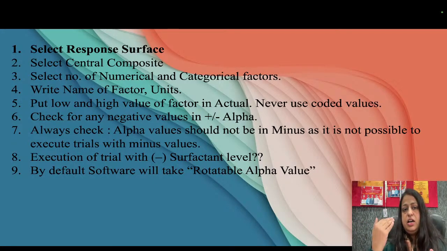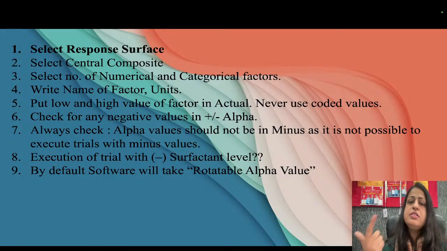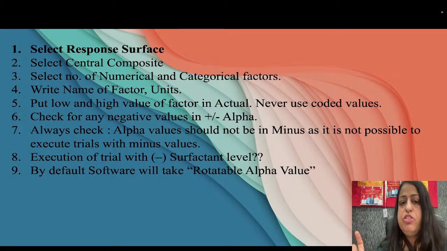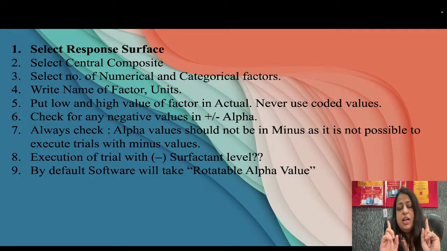Second, below this I will enter the value for the second independent factor. If I am taking it in between 0 to 5, then in minimum I will put 0 and in maximum I will put 5. So सबसे पहले हमने क्या किया, इंस्टॉल किया फैक्टोरियल डिजाइन को.